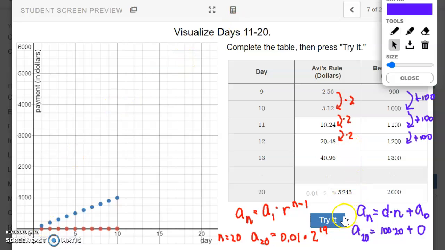Okay, so now that I've filled in the table, I can press try it and look what's going to happen. It's going to draw all the dots for us. And look what happens to Avi's graph. It takes a big turn and then starts increasing really big, while Benita is doing the steady climb, continuing at a steady rate. So linear growth, or arithmetic sequence, is always a straight line, while geometric sequence is an exponential function, and it looks like this.